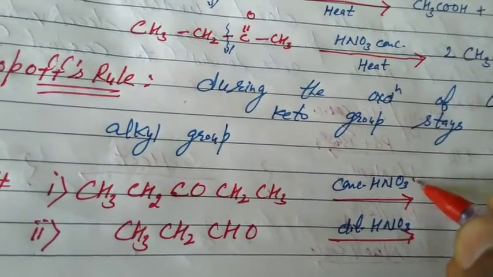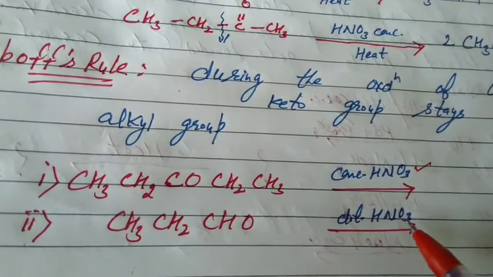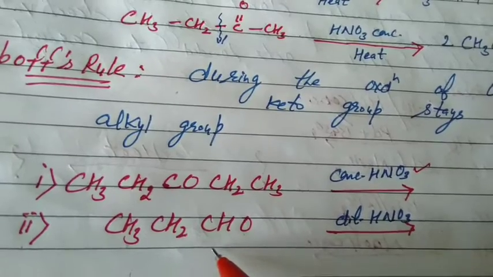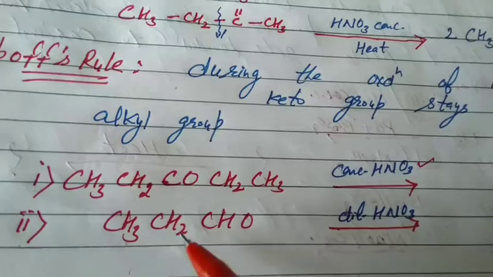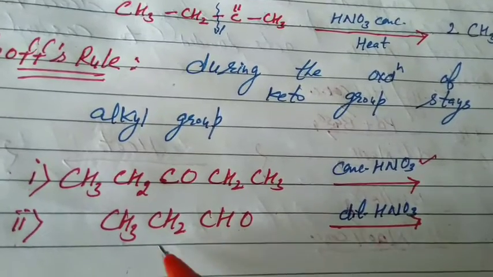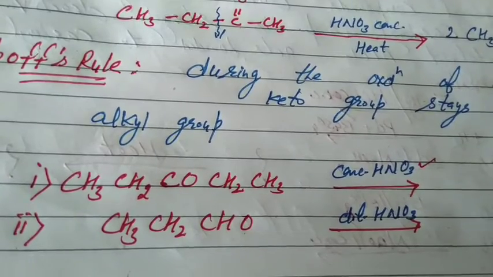Concentrated HNO3, heat. It is an aldehyde. Aldehyde is oxidized under normal conditions, even with dilute HNO3. In aldehyde, there is no breakage of the carbonyl carbon and alpha carbon bond. They are easily oxidized to the acid having the same number of carbons as in the aldehyde. If it is propanal, definitely the product is propanoic acid.